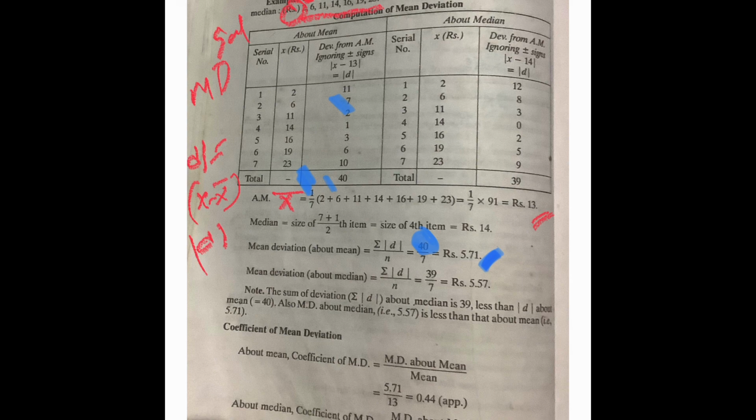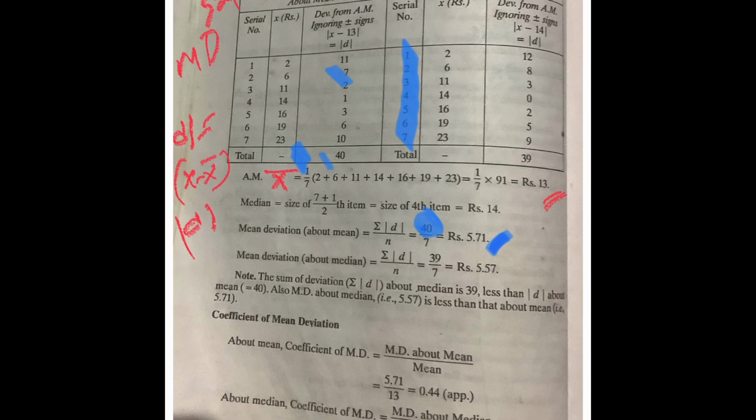Likewise, now you are also asked to find mean deviation about median. Same thing, they have just written the serial number, you can ignore. They have similarly copied this thing, same thing. Now you are asked to find mean deviation about what? Median. Mean deviation about median.